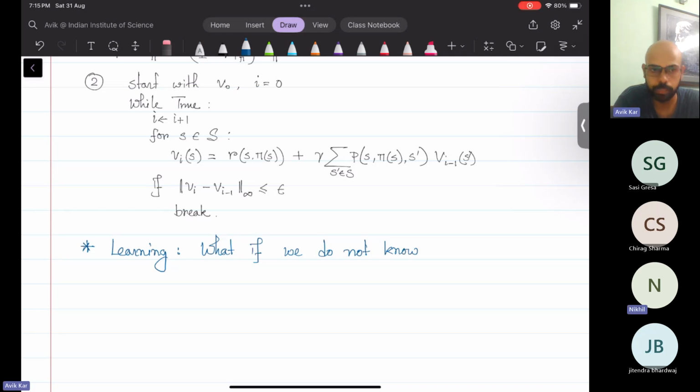Yes, that will happen. Irrespective of what policy you start with, if you apply this iterative procedure, you converge to V star, and then if you find the argmax, it will be the optimal policy, right? Yes. Okay. Good.